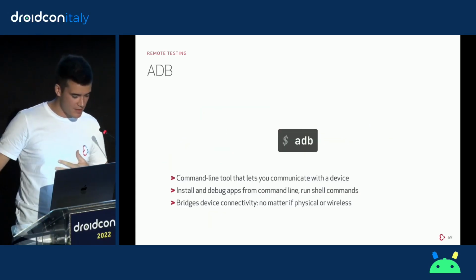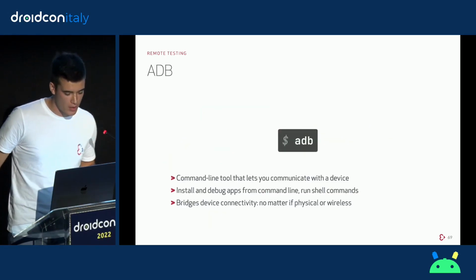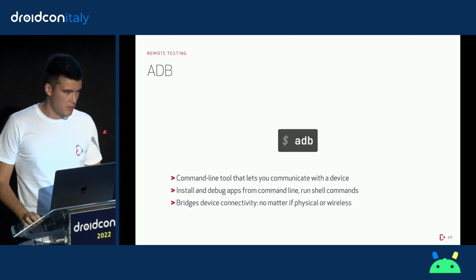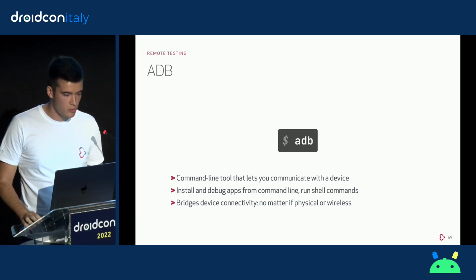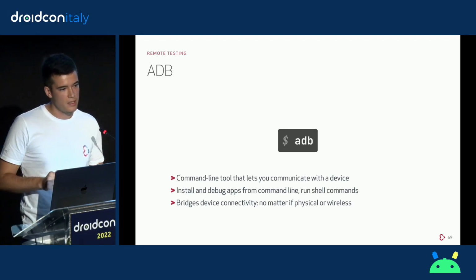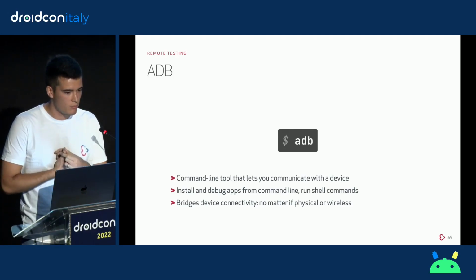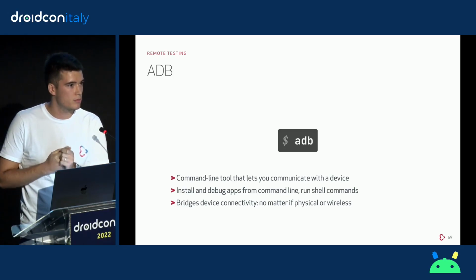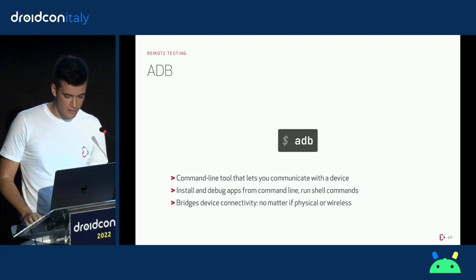The second tool is ADB, and everyone knows what it is. It's the Android Debug Bridge, a command line tool that allows you to communicate with the device, install applications, debug them, see the logs, and run commands. It bridges the connectivity no matter the means, even using a physical cable or using a TCP connection over Wi-Fi. Remember this.